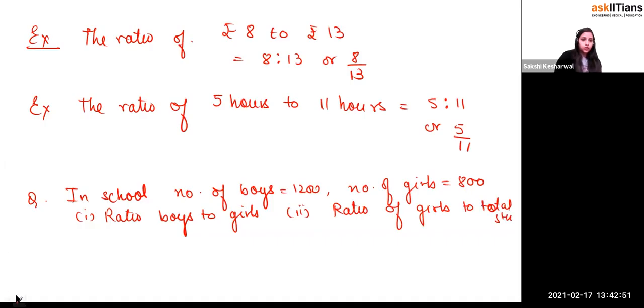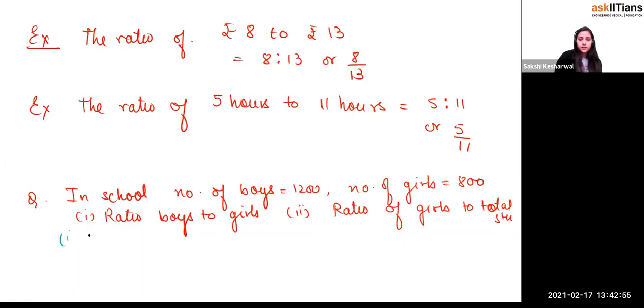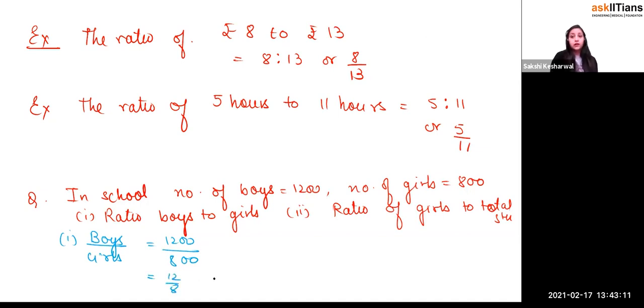So let me change color once. So you can just write this. What is the first part? It's asking the boys upon the girls, right? So it will be 1200 divided by 800. This is much understandable. You will be doing division by 10 and division by 100. So this will be 12 by 8. Again, you will be dividing this by 4. So this will be 3:2, right? So boys are 3 times and the girls are 2 times, right? In the school.